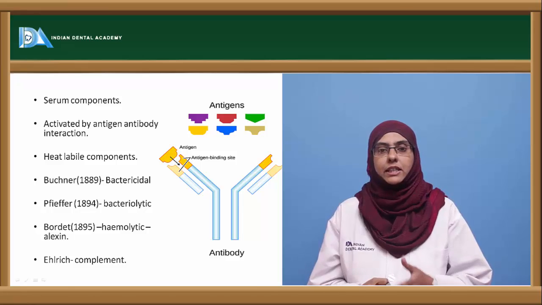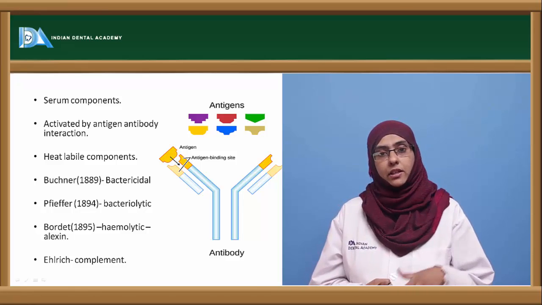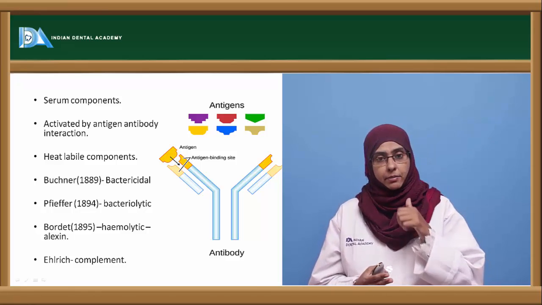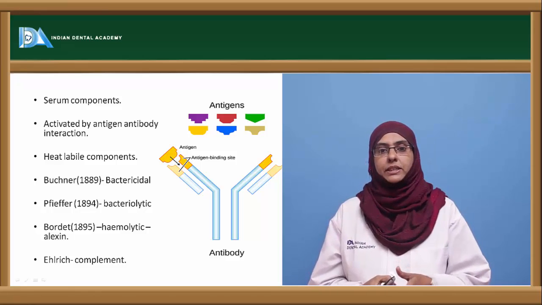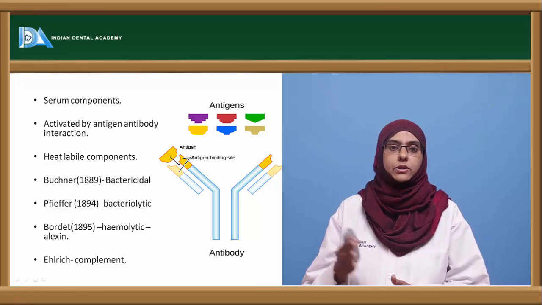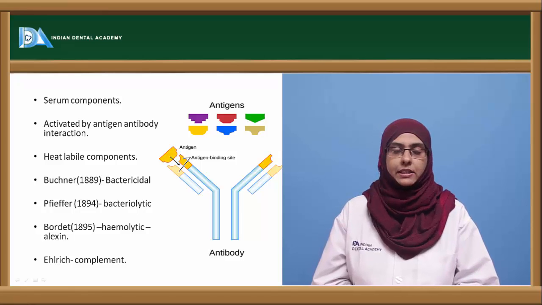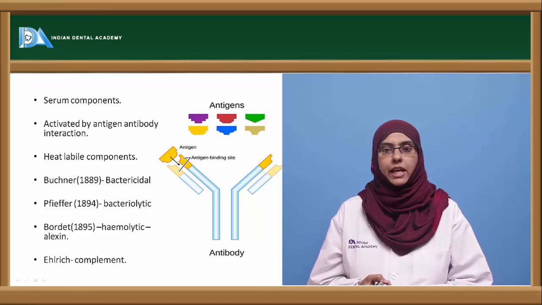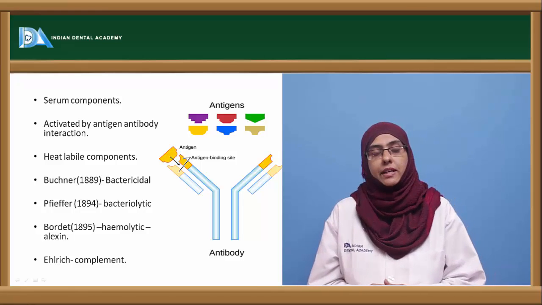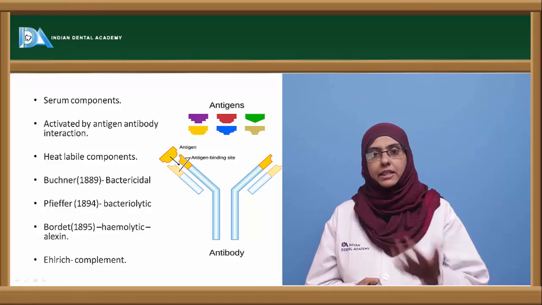So they are also called serum components that usually circulate in the serum in an inactive form, and upon antigenic challenge and the formation of the antigen antibody complex, these complement proteins get activated and complement the antibodies to bring about the lysis of the bacterial cell. So they are usually activated by antigen antibody interactions. When there is specificity between antigen and antibody, the complements get activated.